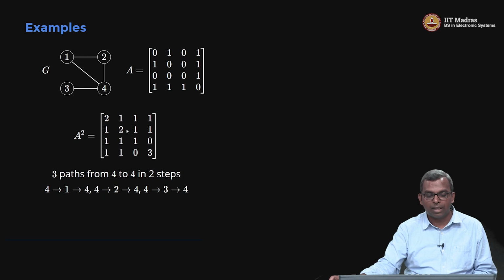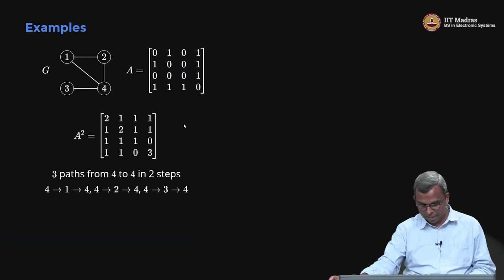Likewise for every other entry. In fact there are 3 paths from 4 to 4 in 2 steps: 4, 1, 4; 4, 2, 4; and 4, 3, 4. Look at the 0 here. From 3 to 4 you can't go in 2 steps. You can go in 1 step, but not in 2 steps, because from 4 you'll have to go off somewhere else. So that's one thing.